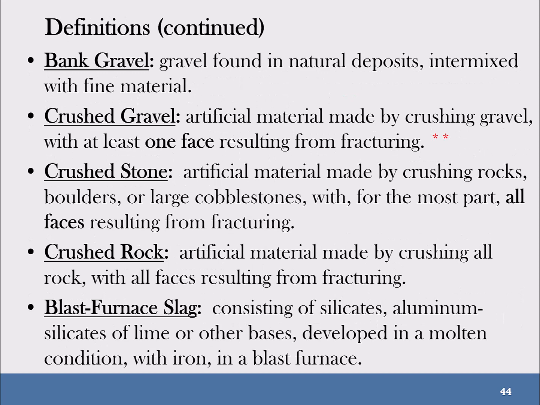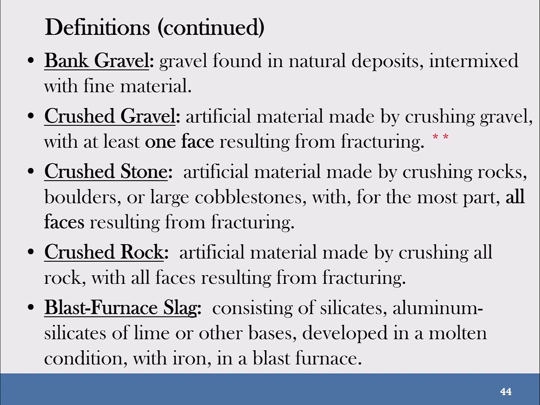Okay, so let's pass up there. There are some definitions that I won't go into here. Bank gravel comes from the bank. You're not going to have that in Louisiana so easily. It's going to come from the elbow of the river here. There's crushed gravel, where surfaces had to be artificially crunched up until at least one face is fractured. There's crushed stone, where generally all the surfaces are angular. Crushed rock, blast furnace slag. The only one that probably comes into play for us is crushed gravel, where you at least have one surface that's angular, because that's about all we can get in Louisiana sometimes.